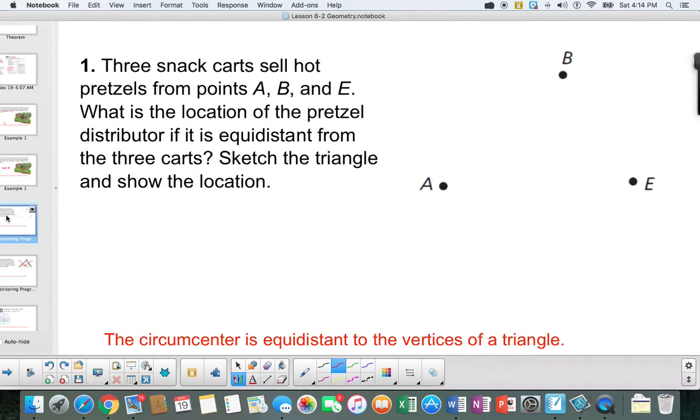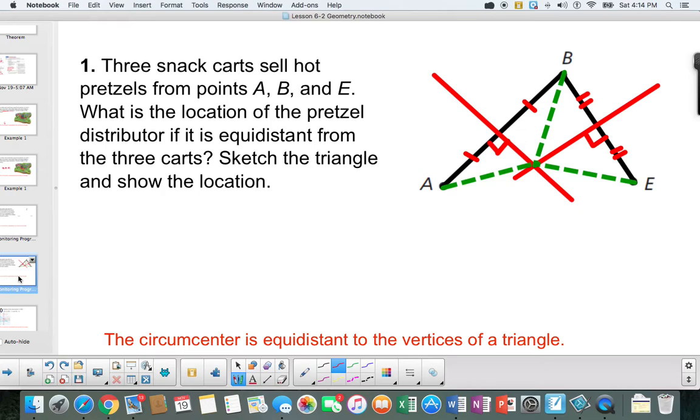Okay, your turn. This time it is going to be 3 snack carts, and we want to find the location where the pretzel distributor can be equidistant to all 3 carts. Stop the screencast and see if you can locate it. And here's the answer. We're going to create the 2 perpendicular bisectors for 2 sides of the triangle. Where they meet is what we call P. And this point P will now be equidistant to each one of the corners.